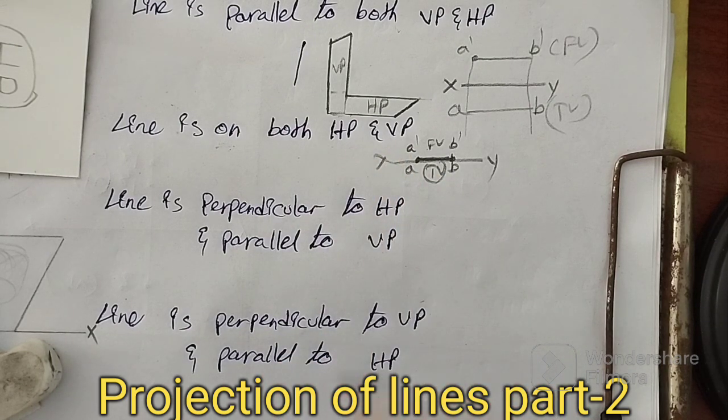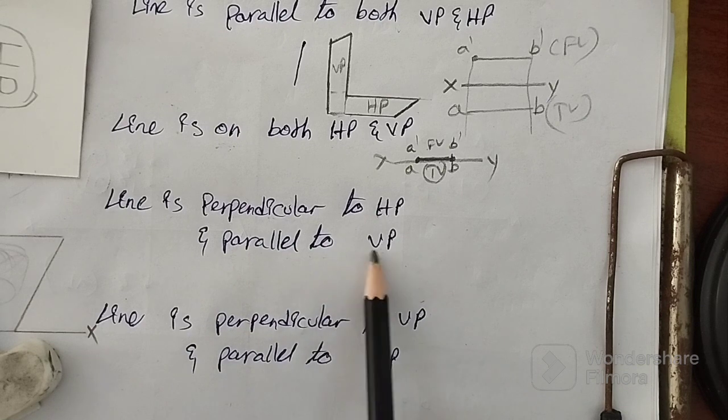Next, what is the third case? Line is perpendicular to HP and parallel to VP. So how should we fix?